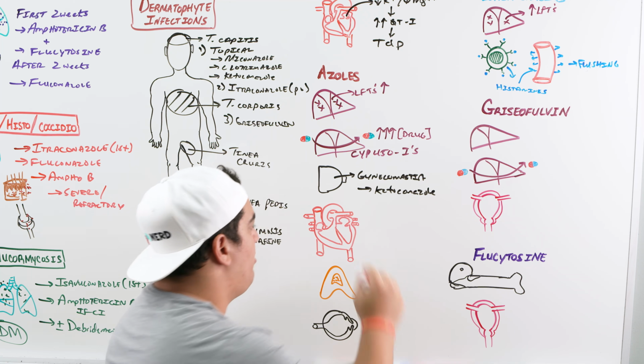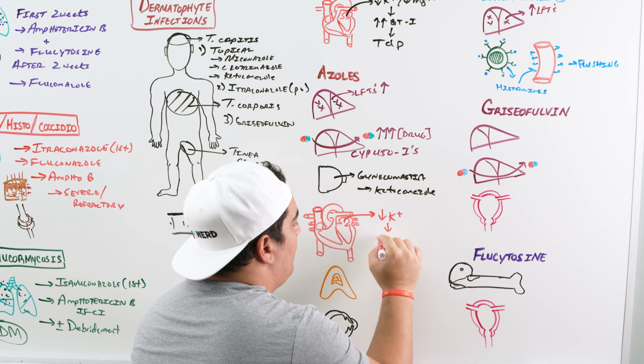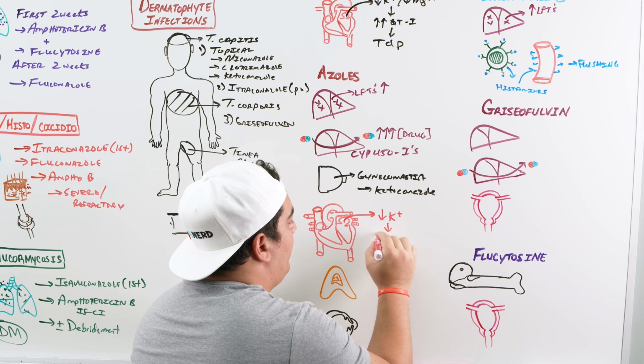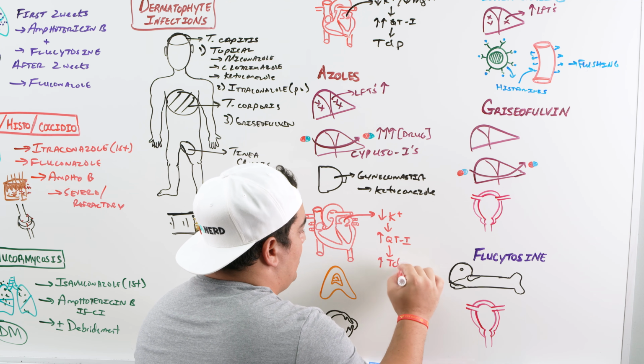So it is slightly pro-arrhythmogenic because it can cause low K levels. And that low K levels may actually prolong the QT interval slightly. And if you increase the QT interval slightly, there is a slight increased risk of torsades de pointes.